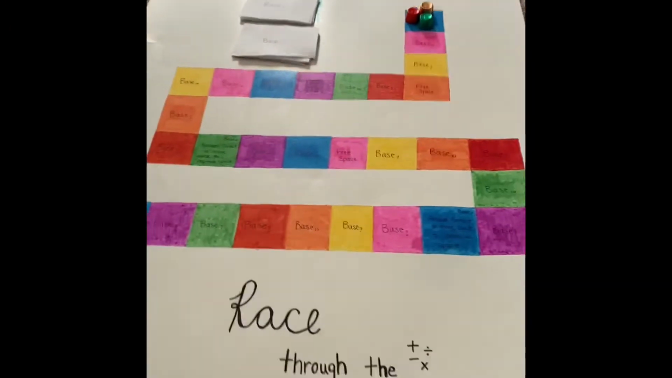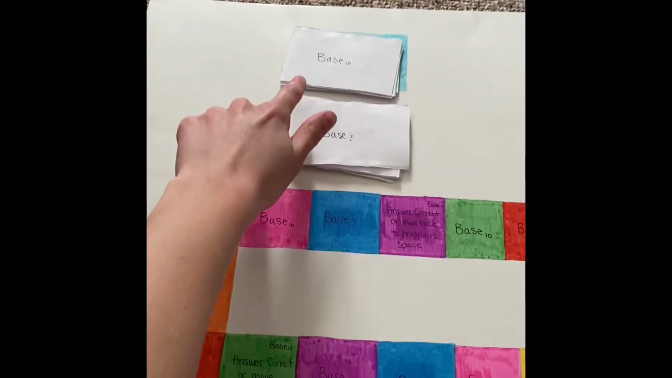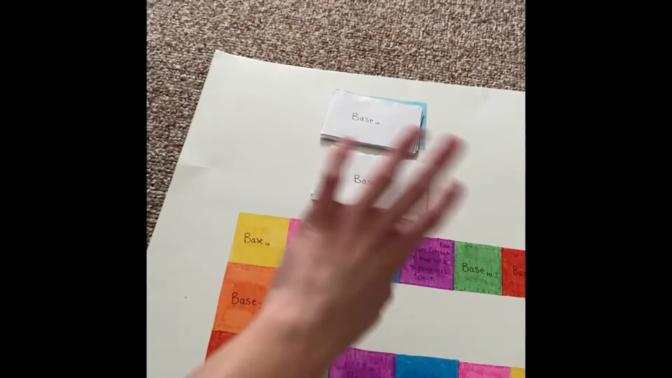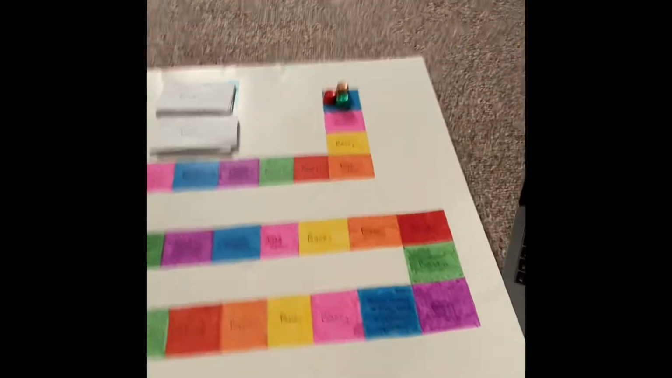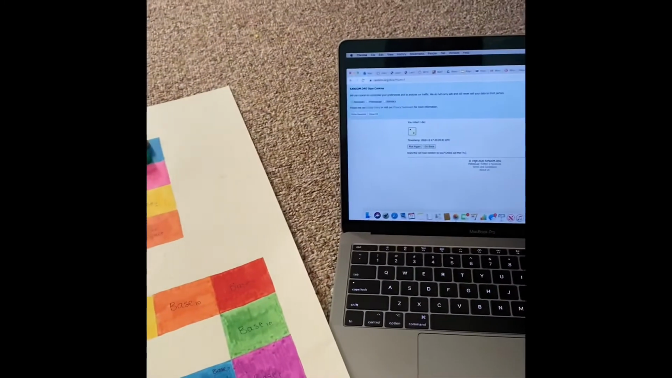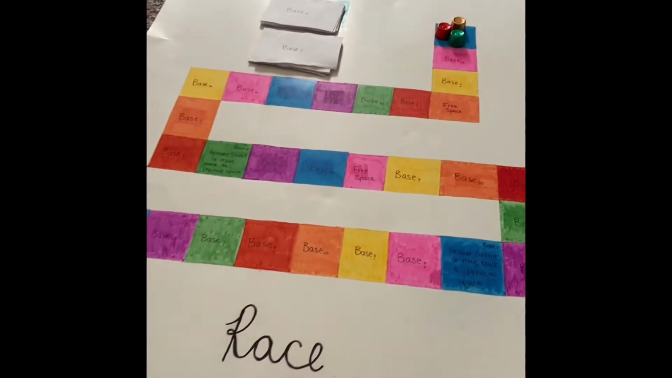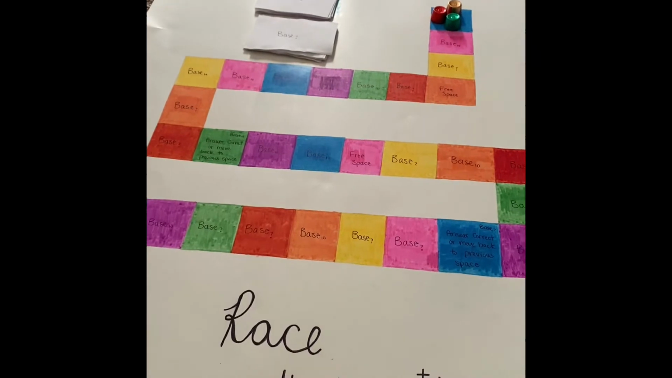Okay, so this is the game board. It says Race to the Base, and then here we have base 10 and then base question marks, so that's bases that obviously aren't 10. I didn't have game pieces, so we're just using Rolos, and I also didn't have a dice, so we have just the random generator. Obviously in a real classroom, I would have game pieces and a dice.